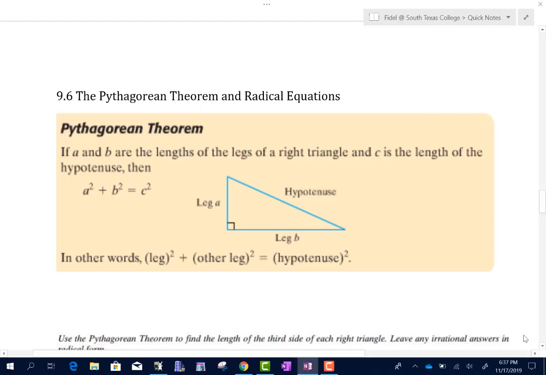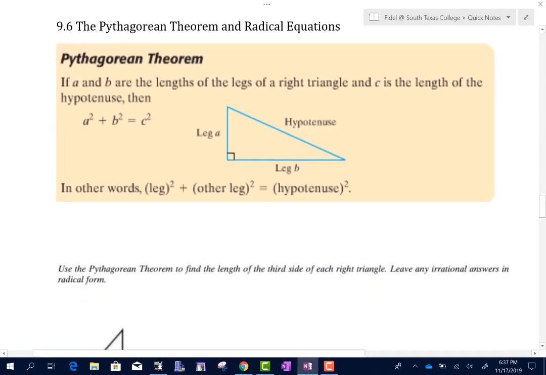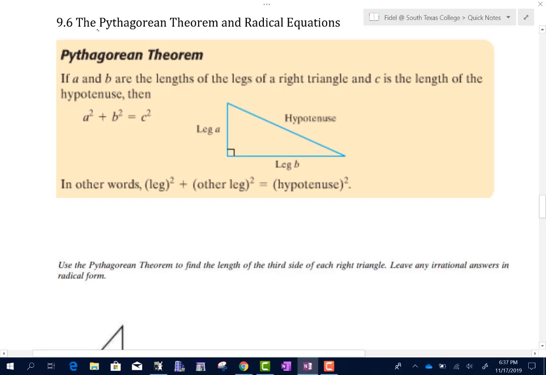All right, so section 9.6, guys, is the Pythagorean theorem and radical equations. We're only really going to be doing the Pythagorean theorem here, okay? So you may remember a little bit of this from high school. If you don't, that's okay. We're going to go through it.